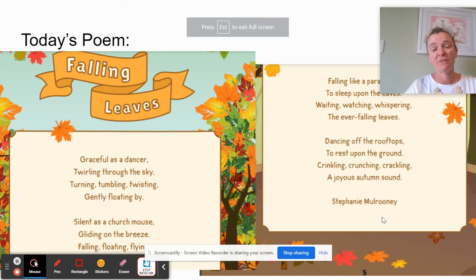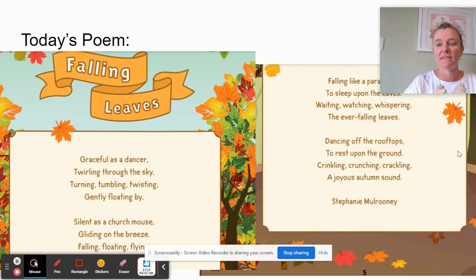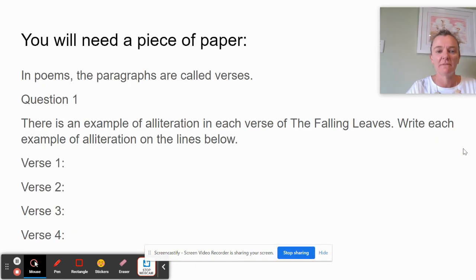Now here's, on the next slide, a copy of the poem for you. I've also got it inserted down the bottom as a resource, so you can find it there as well. Now you might need to look at it for the next few activities, so you're going to need a piece of paper. And you've got to find in each of the verses.